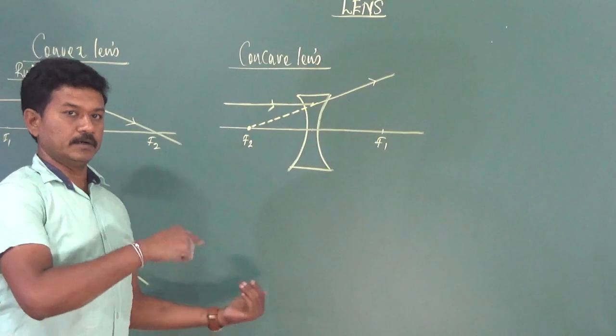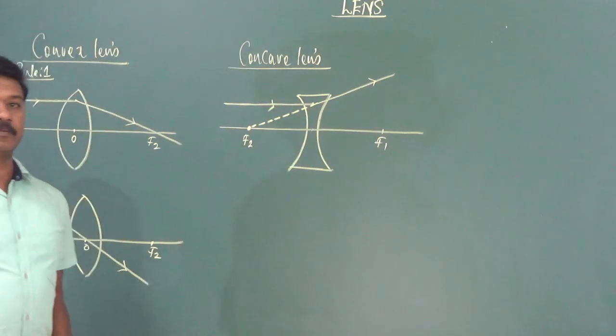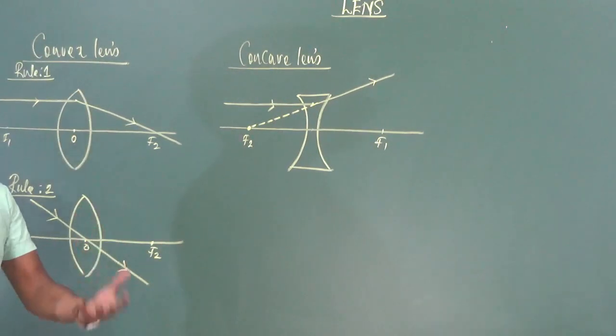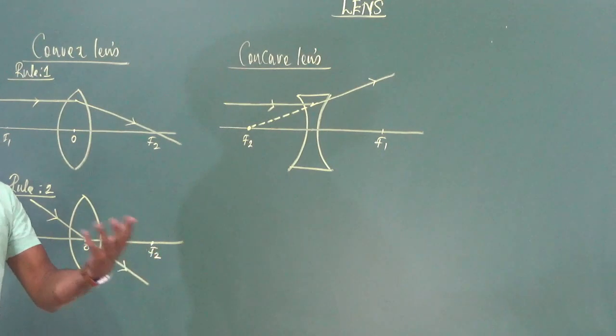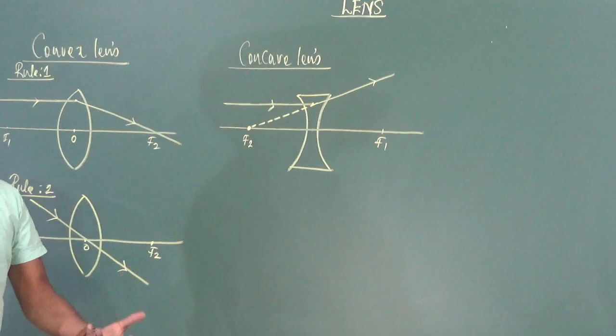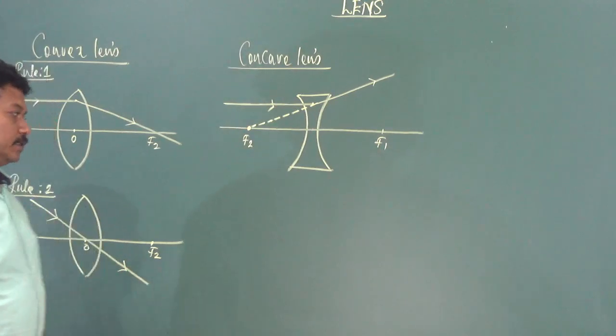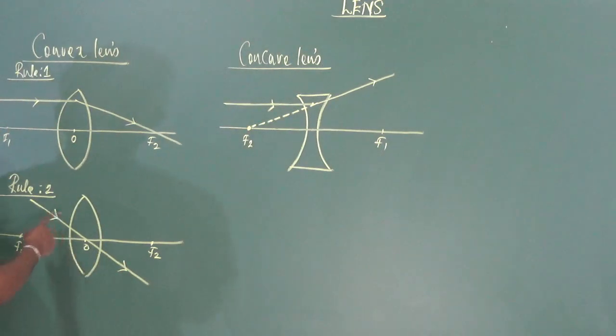So this becomes the definition for the optic center also. If a light ray passes through the lens undeviated, then that point on the lens is known as the optic center of the lens. So the rule applies for a convex lens: if a light ray is traveling through the optic center of the lens, then it passes through the lens undeviated.